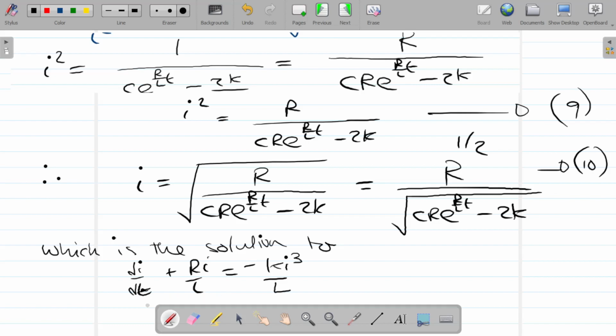We've formed an equation, di by dt plus r i over L, which is equal to minus k i cubed over L, and we've then solved it to get this solution for I. And again, that, as they say, is that.